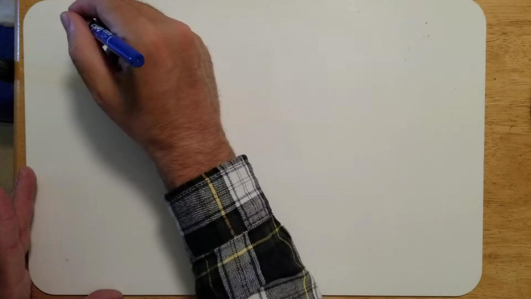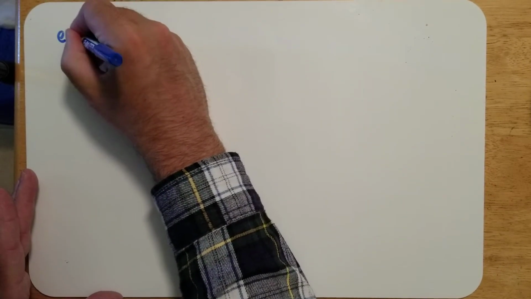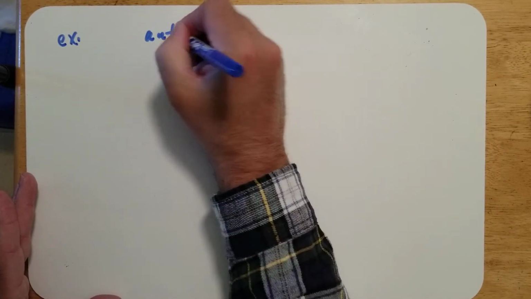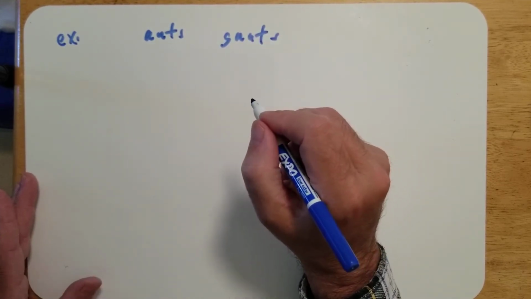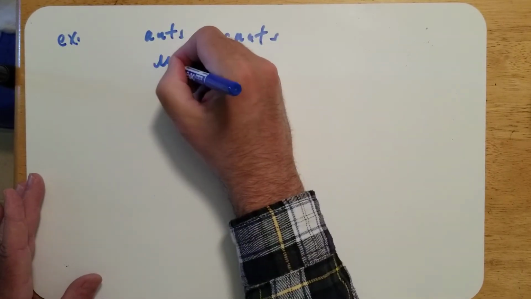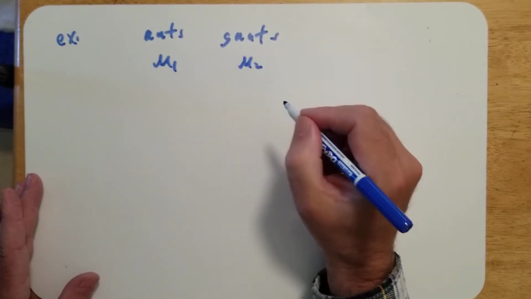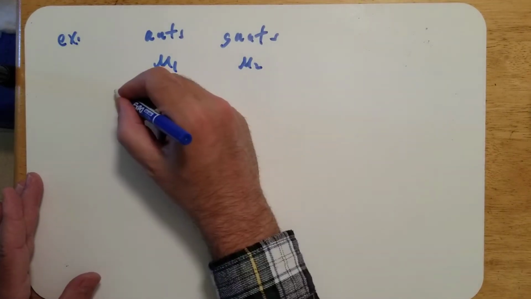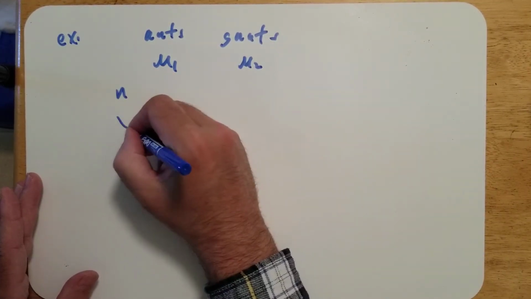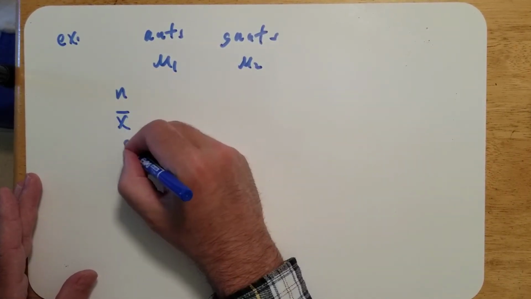So this time, we're going to talk about ants and gnats. Here's another example. Ants and gnats, two of my favorite bugs. We'll call ants mu1, gnats mu2, and the same thing, I'm going to give you a sample size for each, a mean for each, and a standard deviation for each.